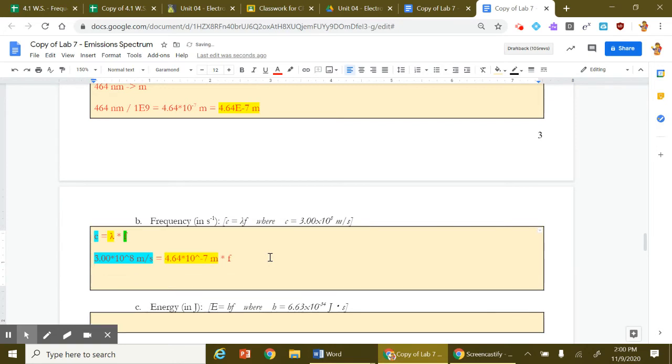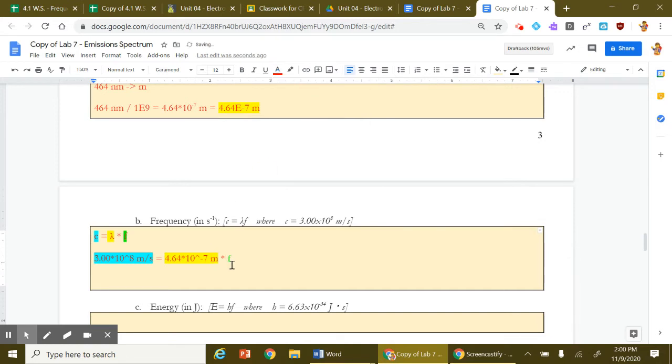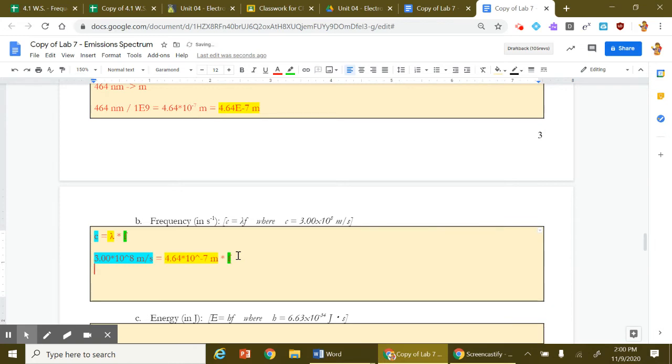So we are trying to find the frequency in this equation right here. We have to get f by itself. We have to solve for frequency. And that means that we have to divide both sides by this wavelength. I'm going to try and get creative here using some formatting. If you want to try and do this, or if you want to just write this up on a separate sheet and attach it, that is also acceptable.